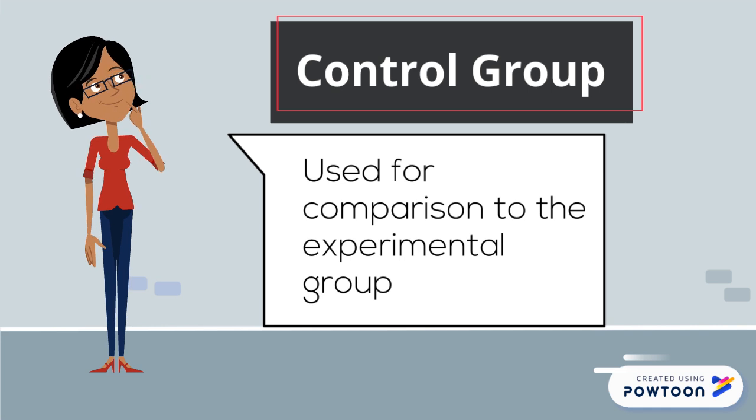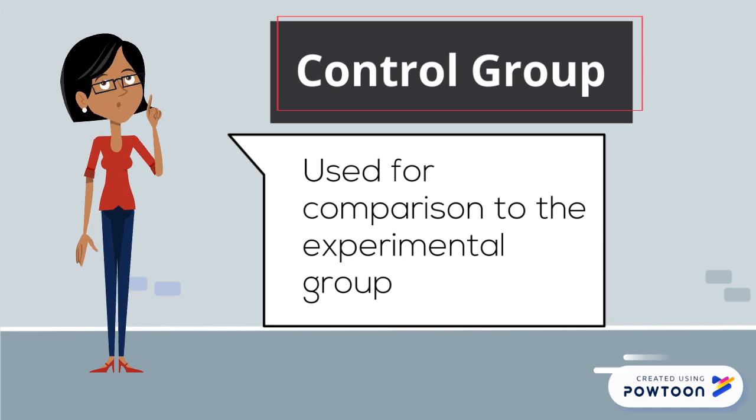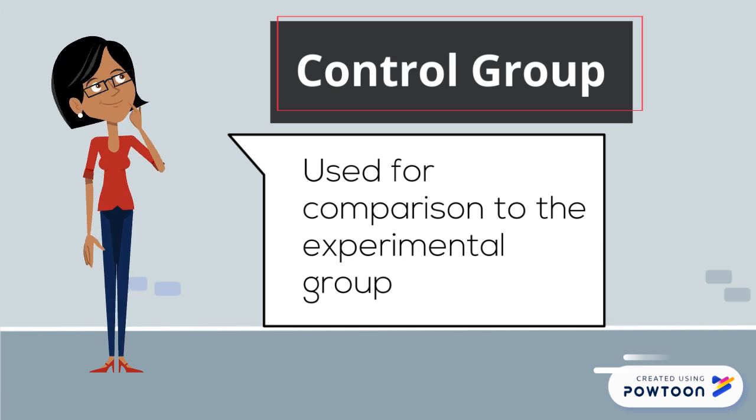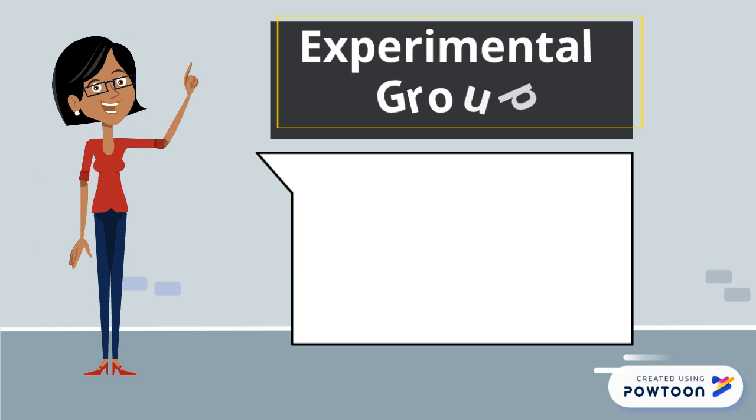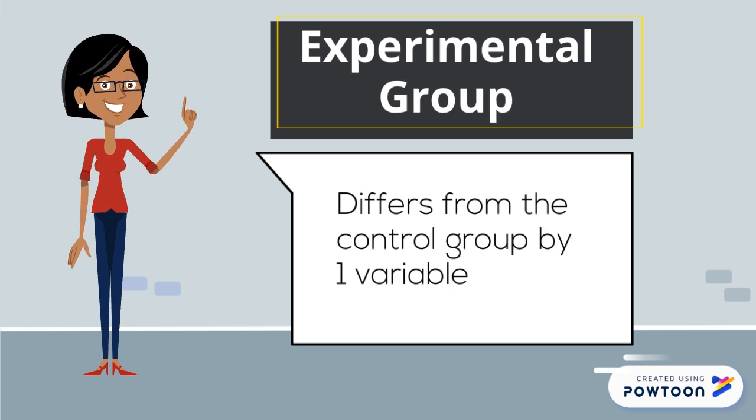If I decided to test to see if tomatoes grew best under natural light or blue wavelength light only, then I would be testing the type of light. Therefore, the natural light would serve as my control because that's what's found in nature. The experimental group is the same as the control group, except that it varies by one variable. In my example, the experimental group would be those tomatoes grown under blue light.